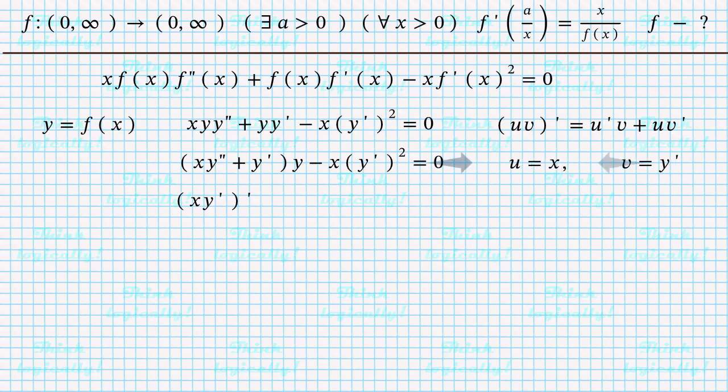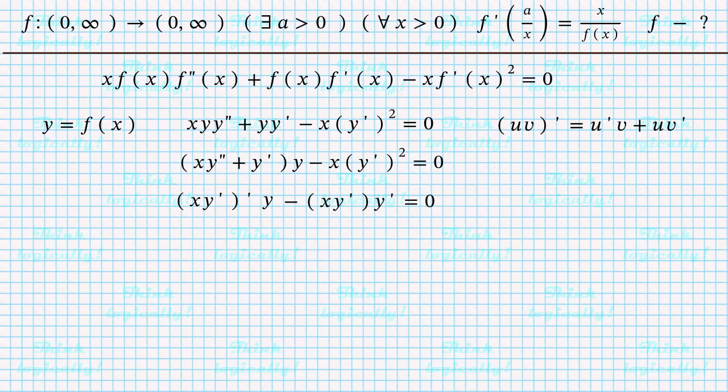Indeed, if we assume u to be x and v to be the first derivative of y, then u prime v is y prime, which is exactly the second term in the brackets, while u v prime is x times the second derivative of y, which matches the first term in the brackets. And we need to copy the remaining part of the equation. So we copy y, while the last term can be rewritten as xy prime times y prime.